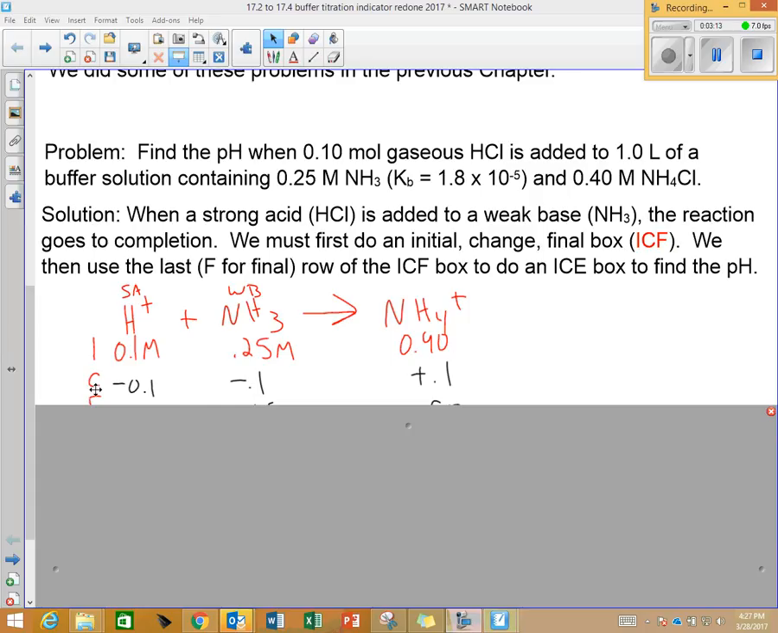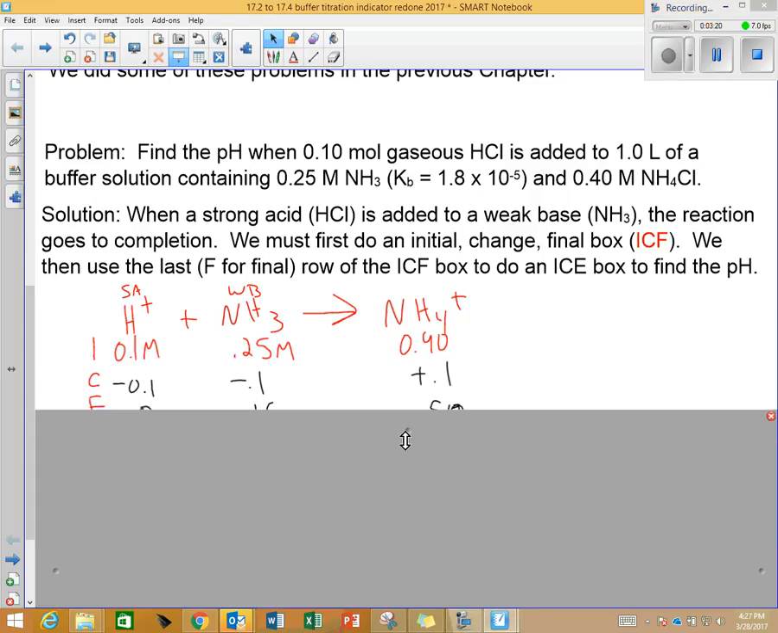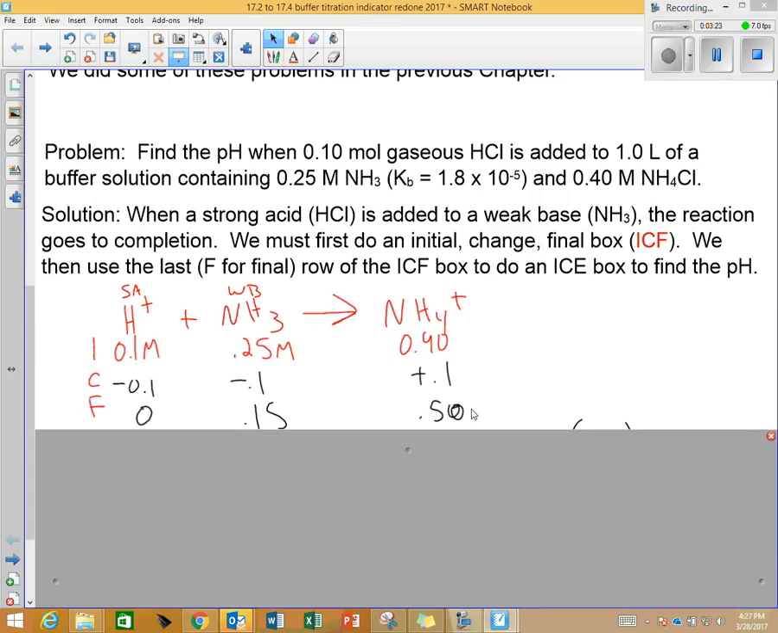All right. Now the F, final row, remember we just add the I row to the C row to get the F row. So the final is what we started with, initial, minus or plus, however much the change is. And notice we end up with both a weak base present, 0.15 molar, and a weak acid present at 0.50 molar. Now, our instructions say we're going to use this last row of the ICF box to do an ice box to find the pH.